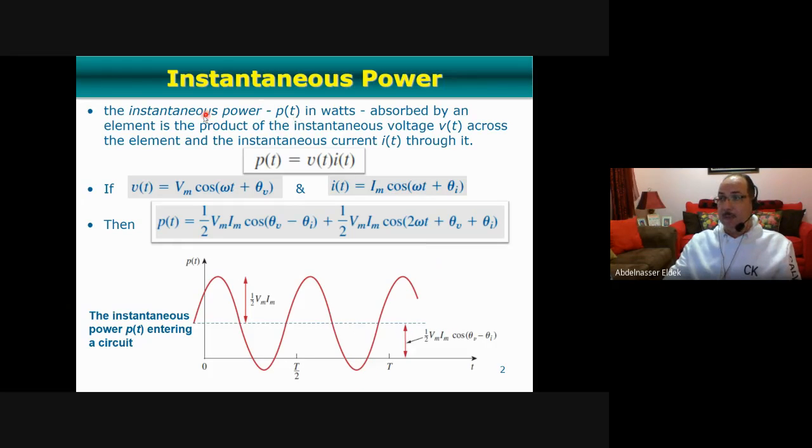Okay. So the instantaneous power equals what? Equal V of t times I of t. Exactly like in DC, the power equals voltage times current. But the only difference here is that it is a function of time. Then in general, if V of t is just Vm cosine of omega t plus theta V, this is a phase for voltage, and this is for current. Then when you multiply, it will be Vm times Im times cosine times cosine.